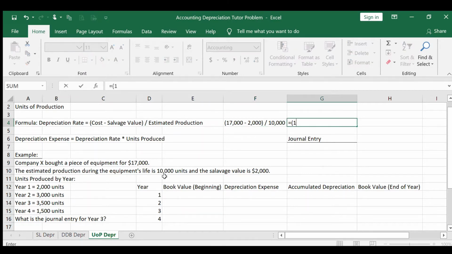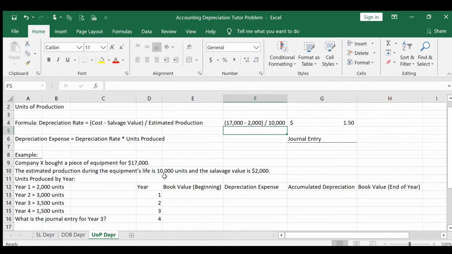Now we're going to let Excel calculate this for us. And that will give us $1.50. So what that value is saying is for every unit this equipment produces, we need to depreciate the piece of equipment by $1.50. So if it produced 10 units, then that means we would need to depreciate that equipment by $15.